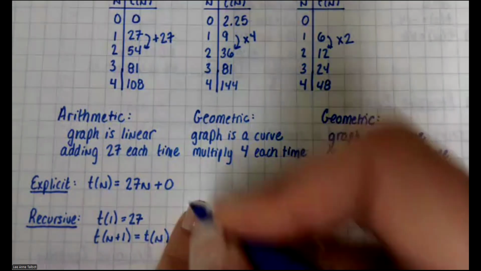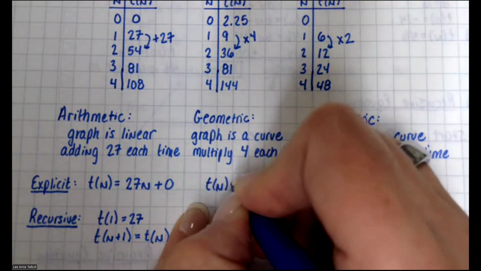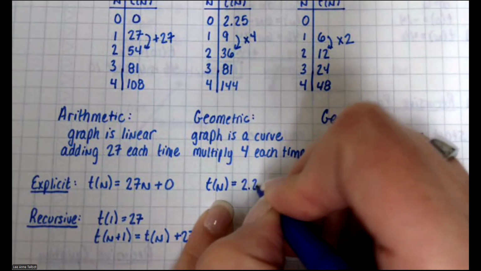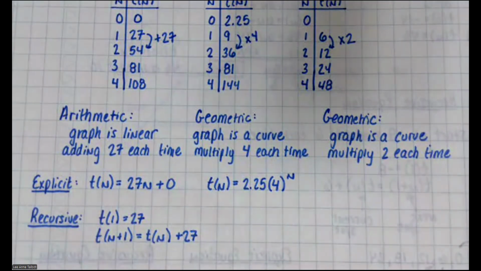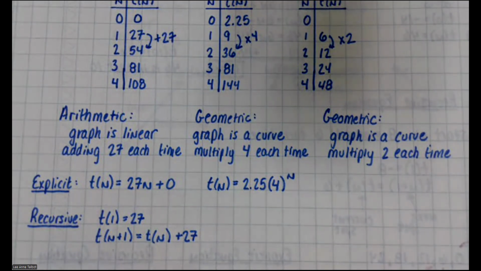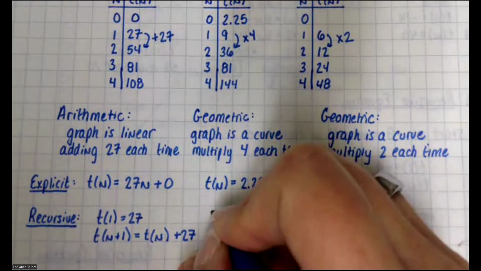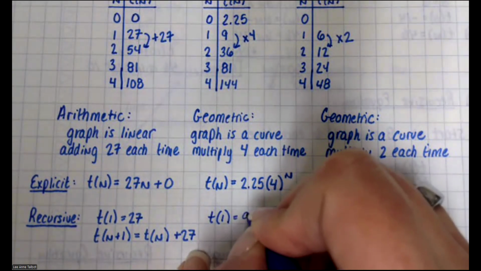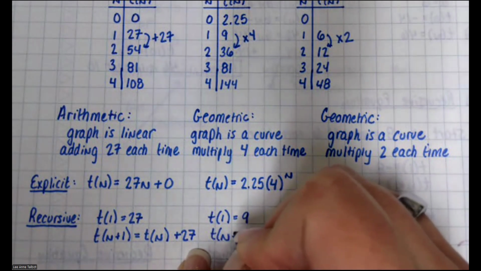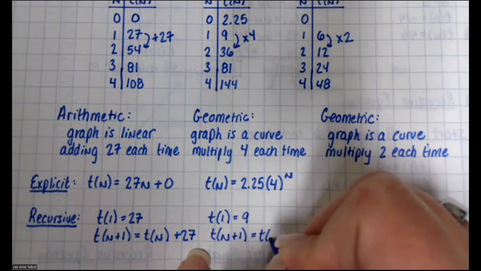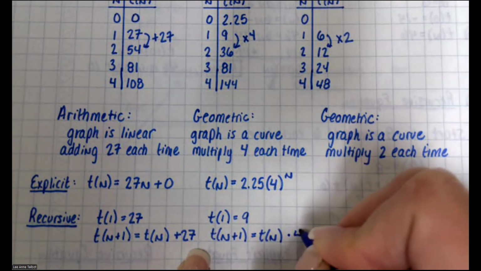Okay, now the explicit is going to look different because it's geometric. So you start with term 0 times the multiplier to the n. Term 0 times the multiplier to the n. But here's the really good news: the recursive never changes. So the first term is 9. To get the next term, you take your current term times 4.